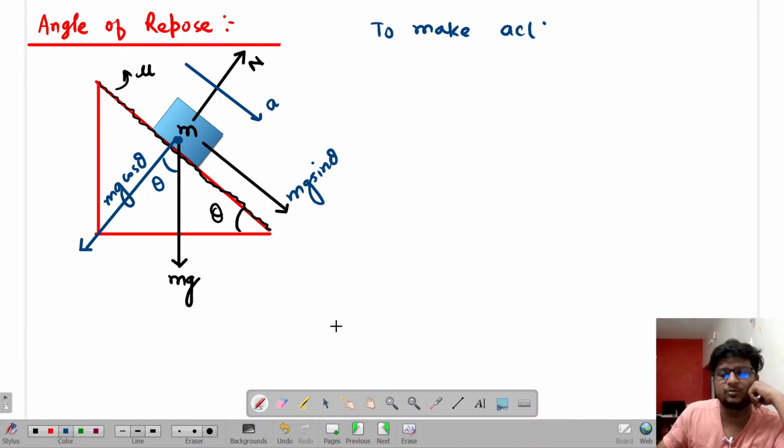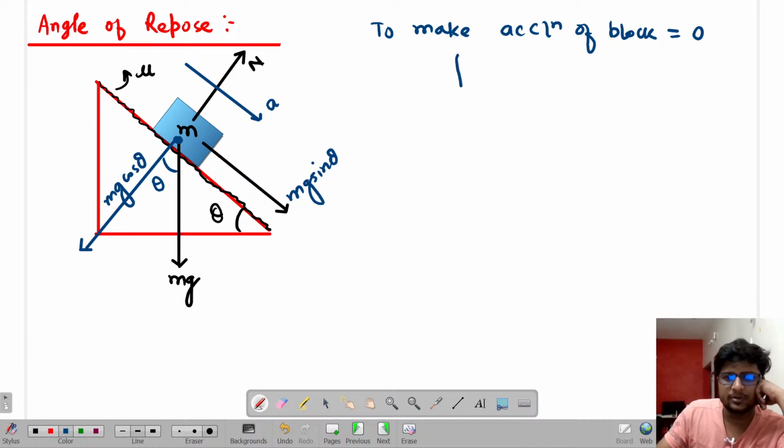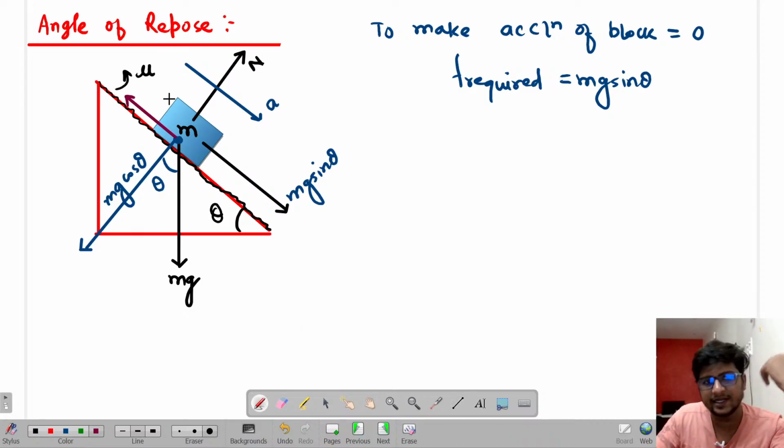Now let's suppose I want to make the acceleration of the block 0. So the minimum required friction is mg sin theta or not? Say me something, yes or no? And you know that along this direction the friction will be present, correct? Now this friction will have three different values: static, kinetic and limiting.